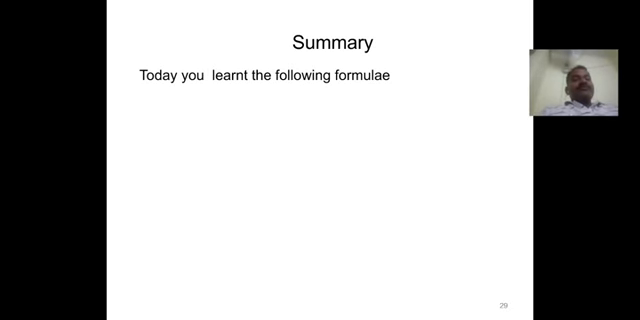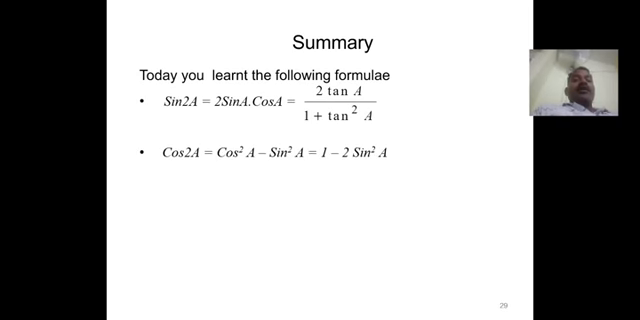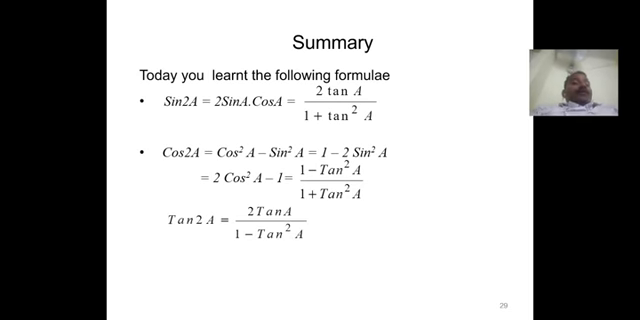Today you have learned the following formulas. First, sin 2A. The sin 2A formula is 2 sin A cos A, and in terms of tan, 2 tan A by 1 plus tan square A. Cos 2A is cos square A minus sin square A, that is 1 minus 2 sin square A, that is 2 cos square A minus 1, that is 1 minus tan square A by 1 plus tan square A. Now tan 2A. Tan 2A is 2 tan A by 1 minus tan square A, and cot 2A. Cot 2A is cot square A minus 1 by 2 cot A.